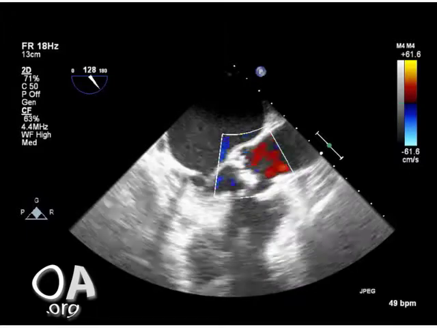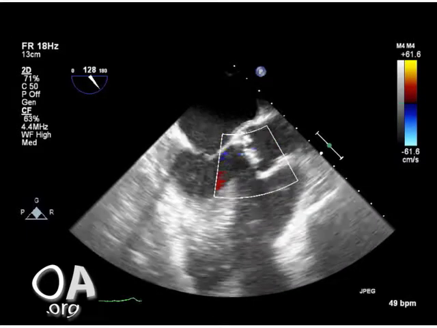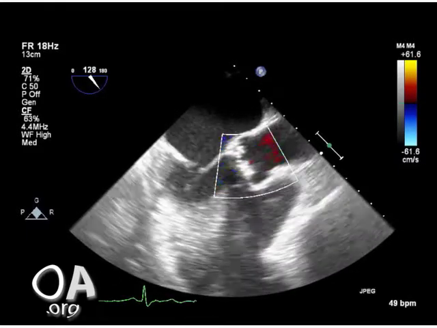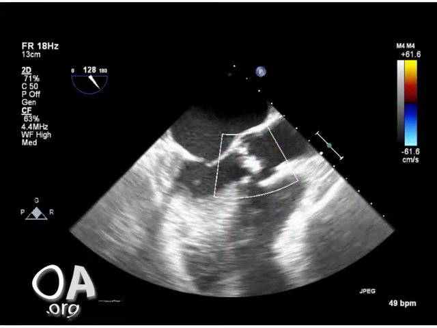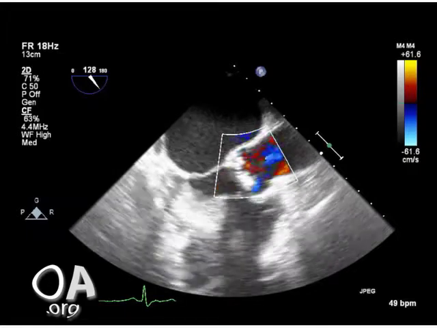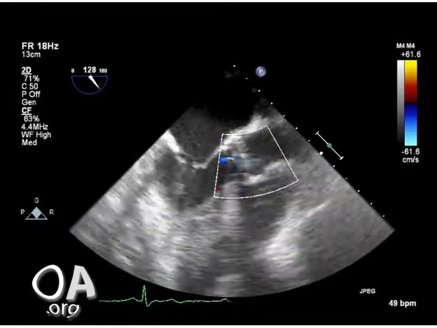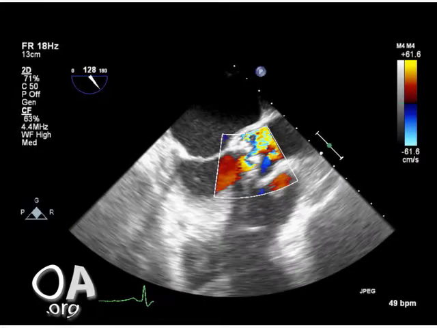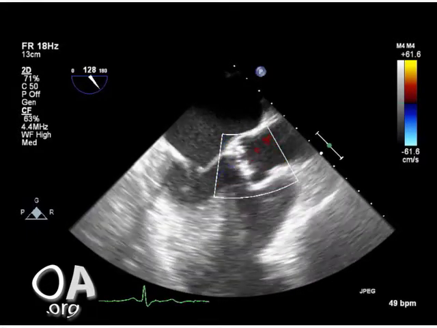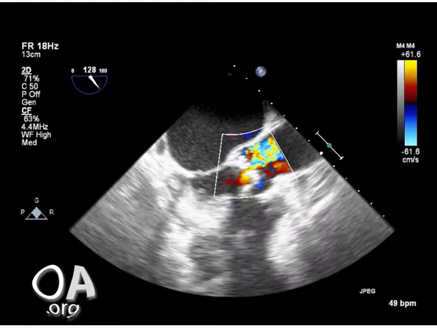This is the same mid-esophageal aortic valve long axis view, but with color flow Doppler placed across the aortic valve. Color flow across the stenotic aortic valve helps to show the turbulence in flow that is seen after the stenosis in the aortic root and the ascending aorta. There is a small, mild, trivial amount of aortic regurgitation noted.